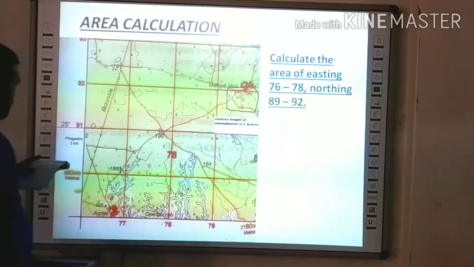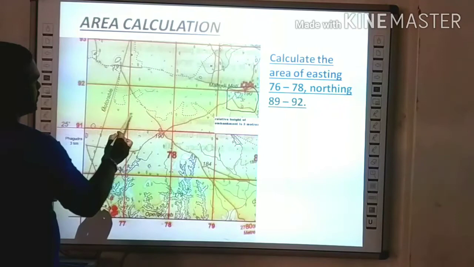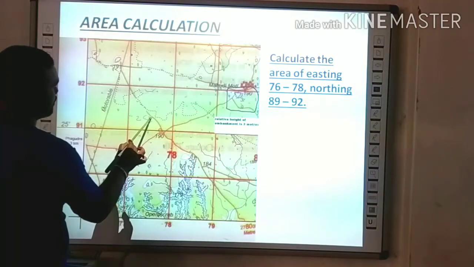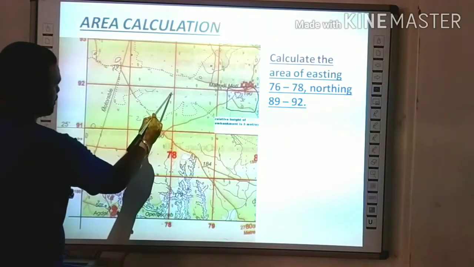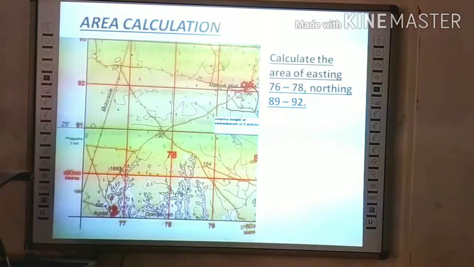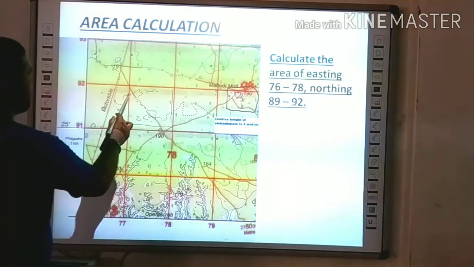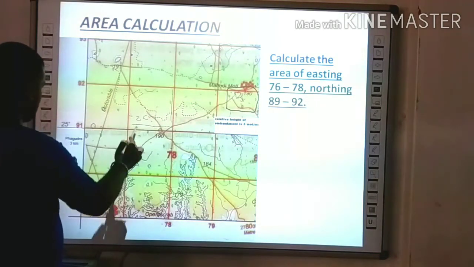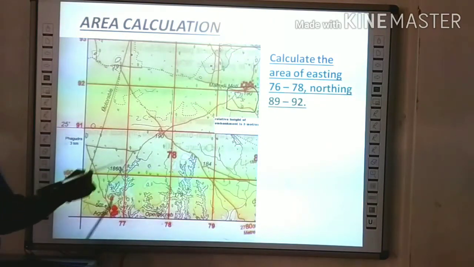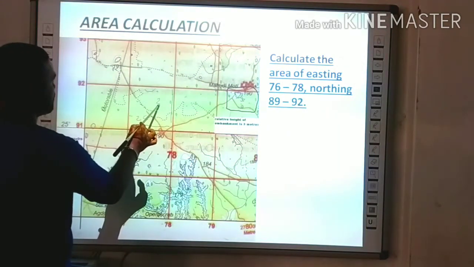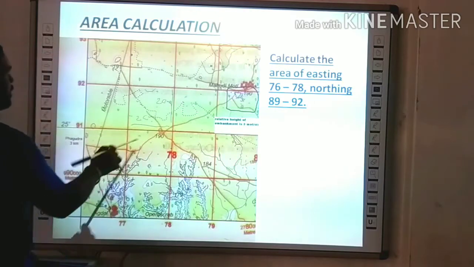This grid, what is the area of this grid? Each side is 2 centimeter: 2 centimeter here, 2 centimeter here, isn't it? 2 centimeter here and 2 centimeter over on that side. Now the scale of the map says that 2 centimeter is equal to 1 kilometer. What does the scale of the map say? It says 2 centimeter is equal to 1 kilometer.